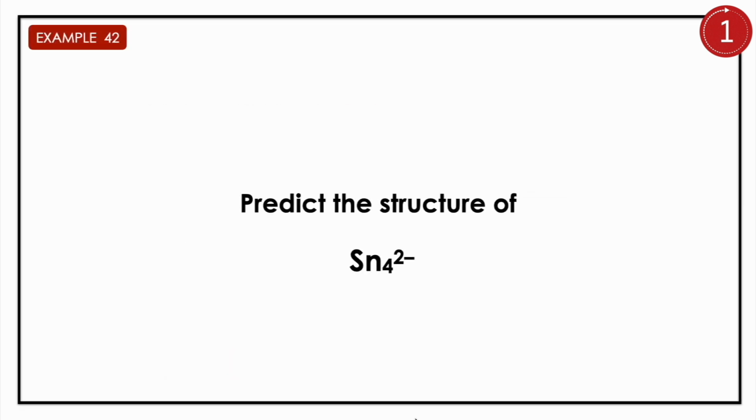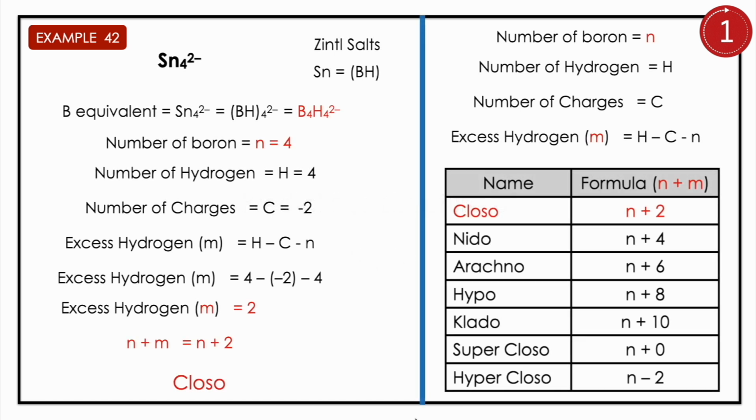Then the next example, here you have Sn4 2 minus Zintl salt. You should find the structure of the molecule using Wade's rule. The given compound is Sn4 2 minus. It is a metal cluster, so technically a Zintl salt. So we should write the boron equivalent.